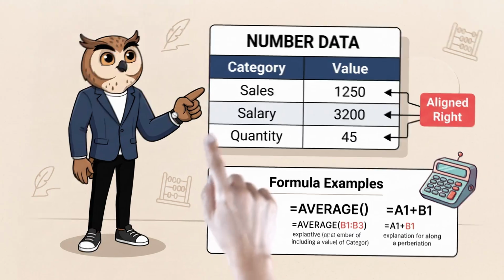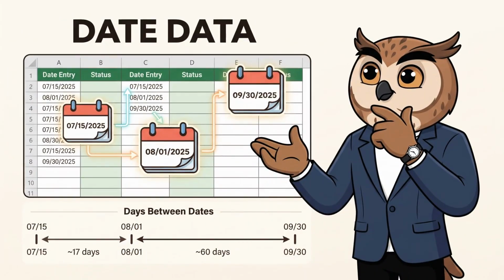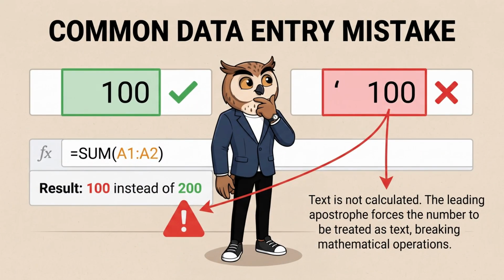Dates are a special type of data in Excel. Even though you see them displayed as calendar dates, Excel actually stores every date as a number behind the scenes. This allows Excel to calculate the number of days between 2 dates, sort dates correctly, and perform date-based analysis. To avoid problems, always enter dates using a consistent format, such as 07/15/2025.